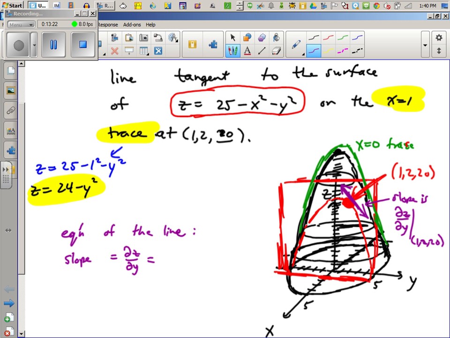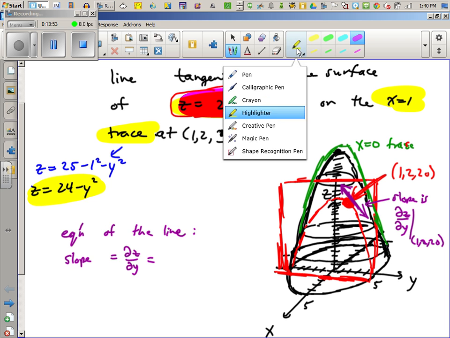What's the question? That's given. I meant to write it at the beginning, but I didn't. So when the time arose, I put it in, sorry. Okay, so dz dy, you guys know how to find the partial derivative. It's pretty easy, right? So what's the derivative? You're treating x as a constant. Treat x as a constant, what's the derivative of this thing? Yeah, negative 2y, right.